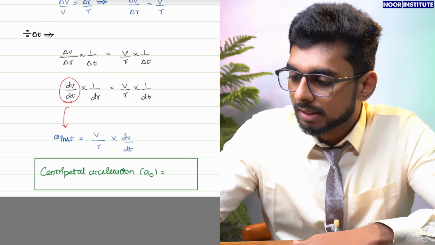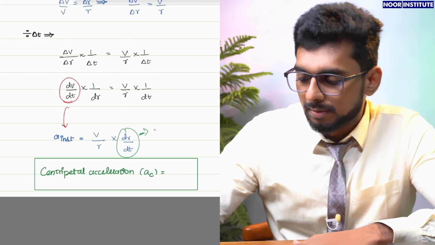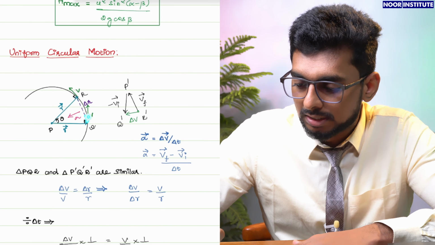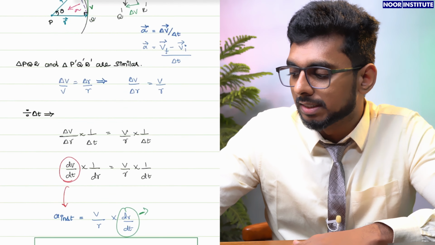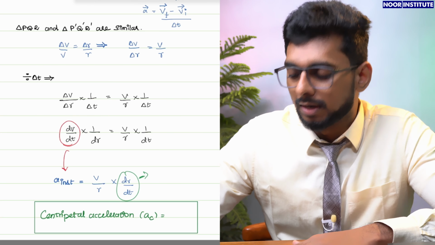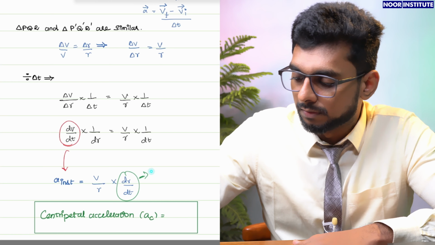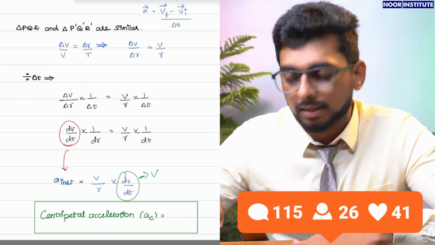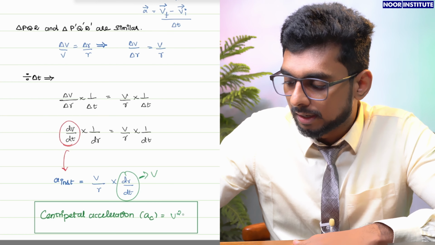I'll consider this dr by dt as my velocity, right? So change in displacement divided by time will give me the velocity. So dr, this small change, divided by the time interval will give me the velocity at that particular instant. So that will be the instantaneous velocity at that point. The velocity here is actually the same magnitude, right? Therefore I'll replace this one as v. So we'll end up getting two v's on the numerator and then one r in the denominator. Therefore, centripetal acceleration a_c will be equal to v square divided by r.